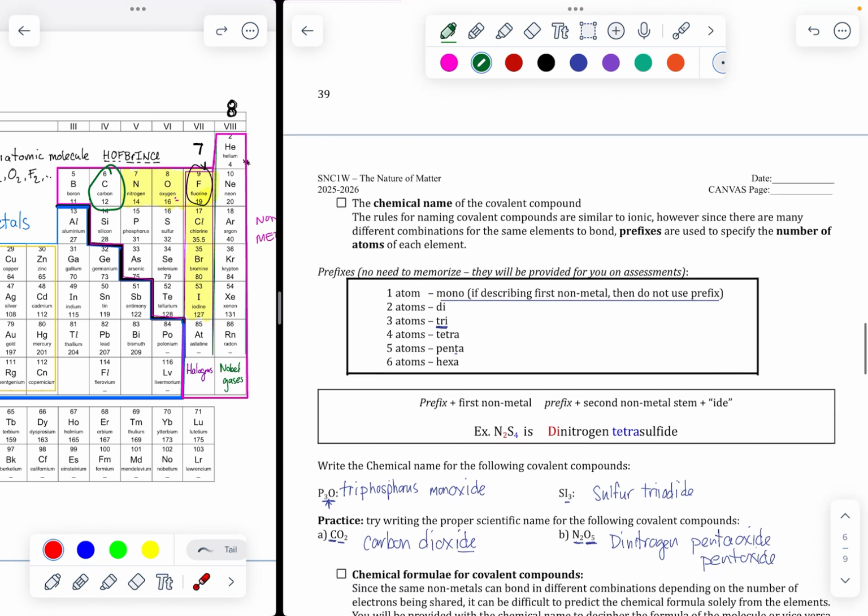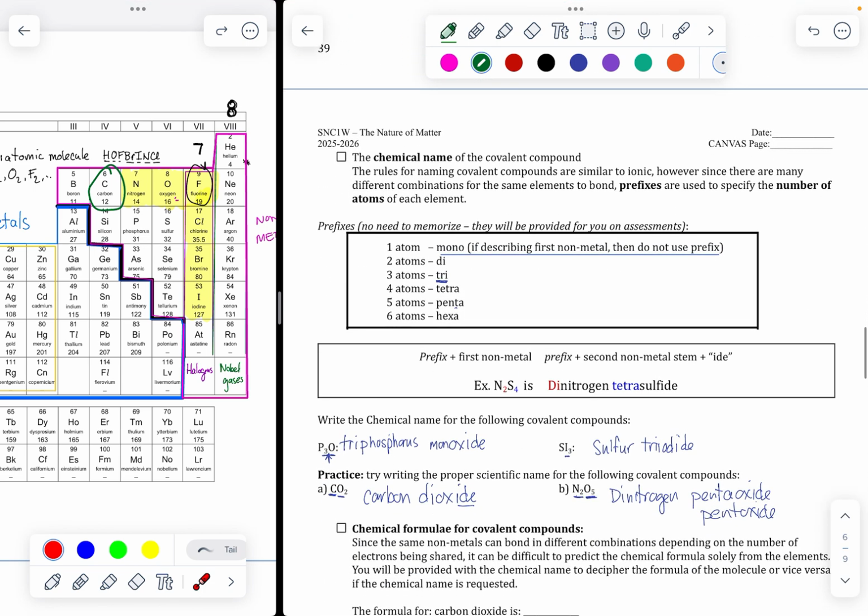Okay, so now we are going to name our covalent compounds. The rules for naming covalent compounds are similar to ionic. However, since there are many different combinations for the same elements to bond in covalent bonding, prefixes are used to specify the number of atoms of each element. So you don't need to memorize these, they will always be provided to you.